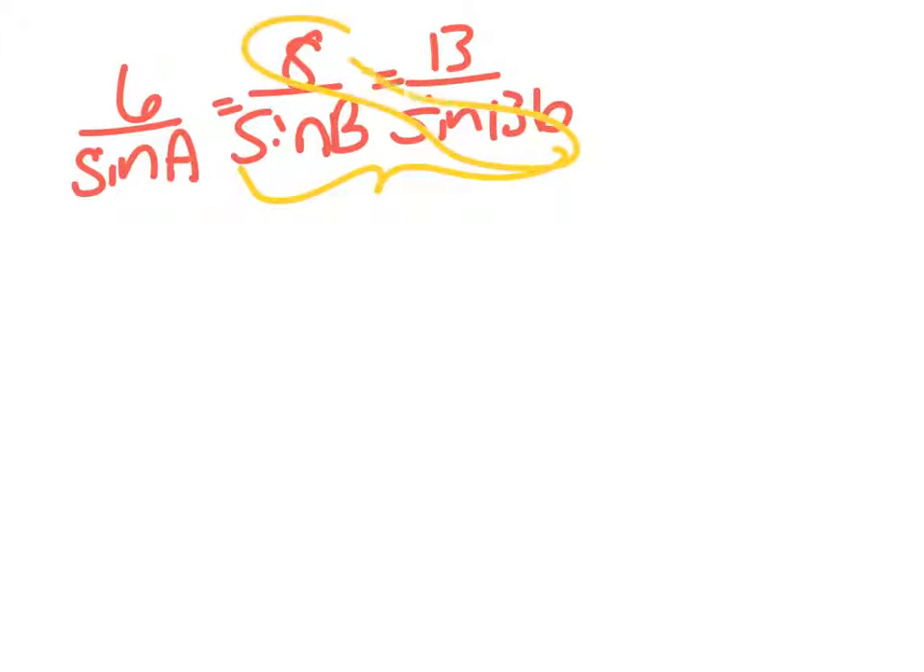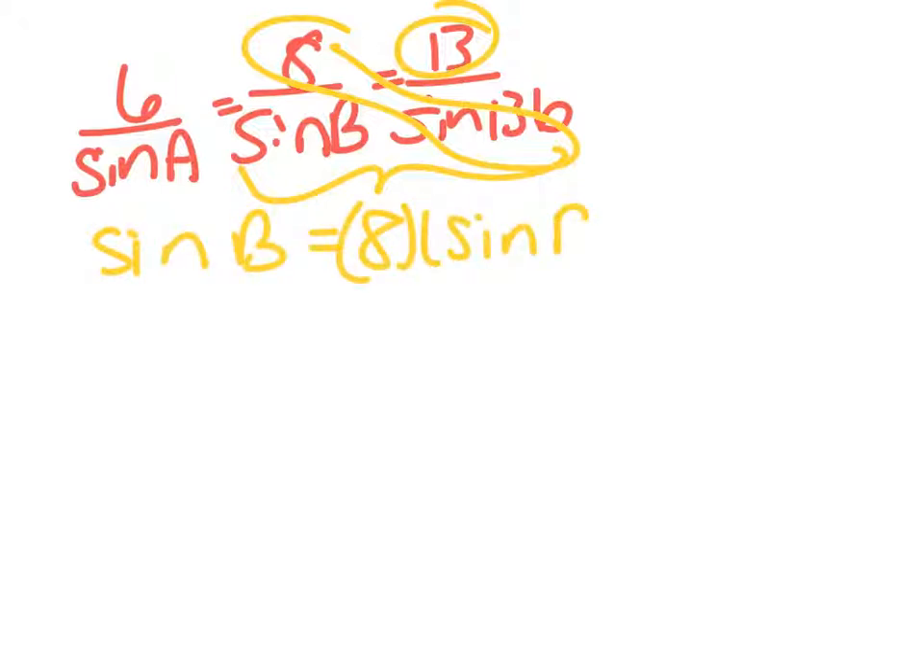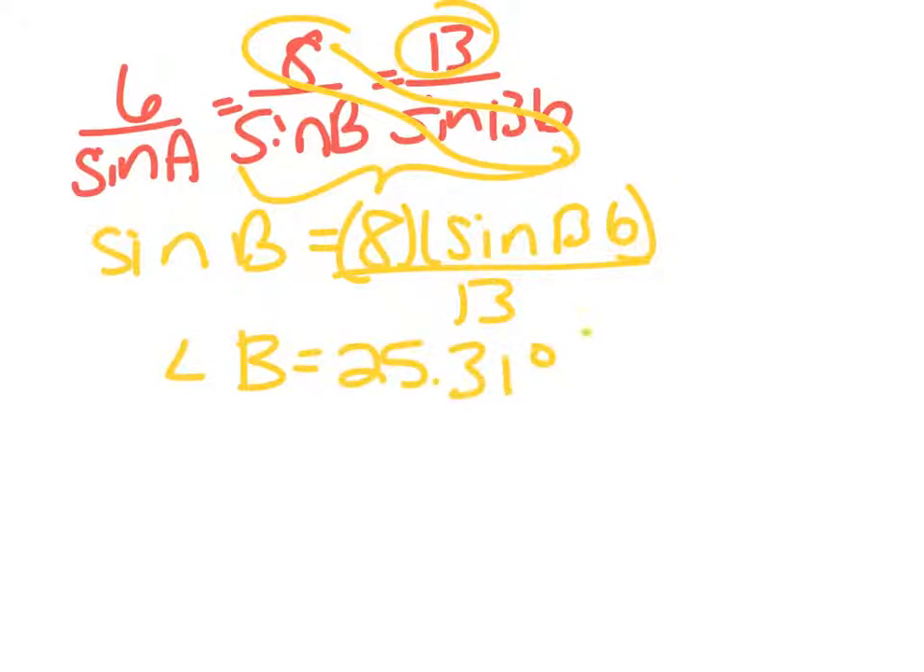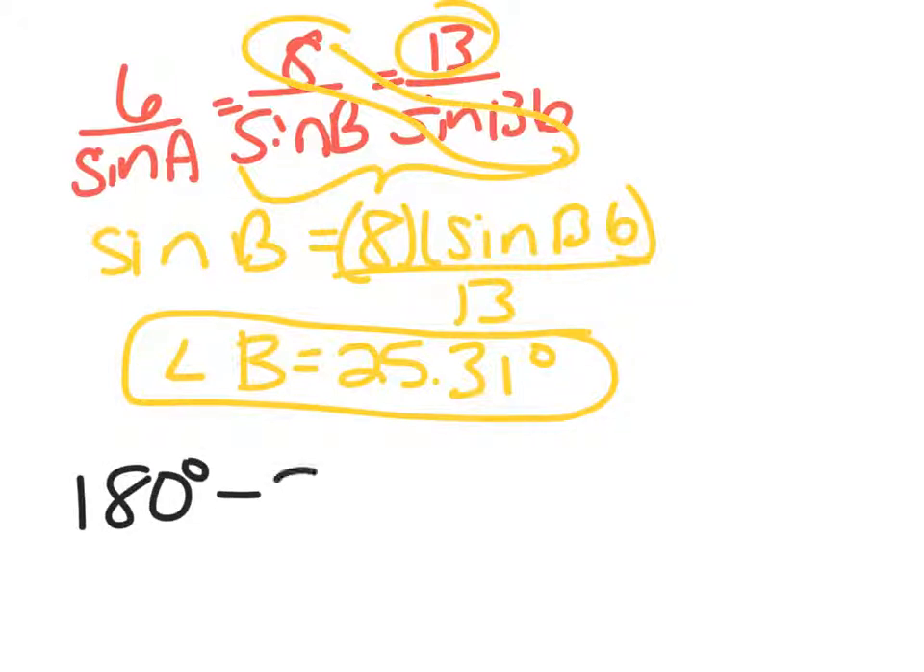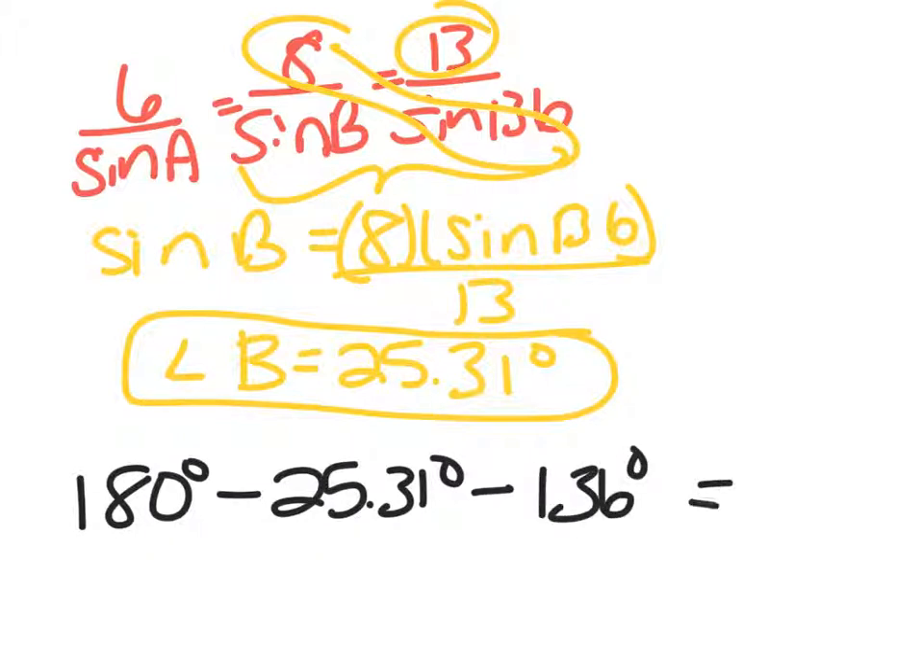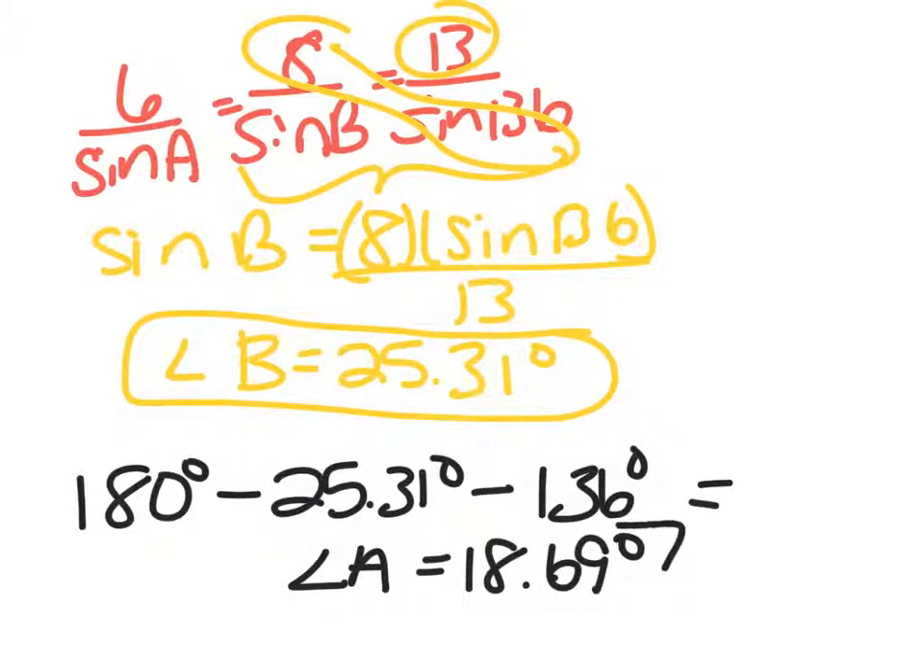So we're going to cross multiply and divide. So my sine of B is going to be equal to 8 times sine of 136 over 13. And when I do second sine, I'm going to find that my angle B is 25.31 degrees, which means if you do 180 degrees minus 25.31 degrees minus the 136 that you got for angle C, you're going to get that angle A is 18.69 degrees.